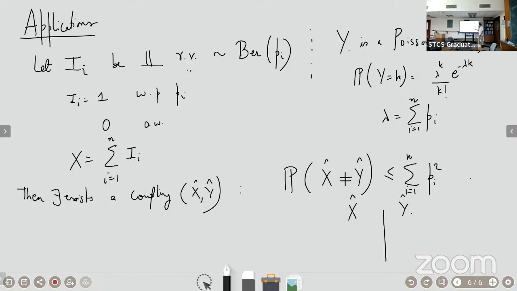So how do I make this small? Notice something strange happening. The summation is over n, so n things will sum. But what is each term? This has suddenly become a square. Yeah.